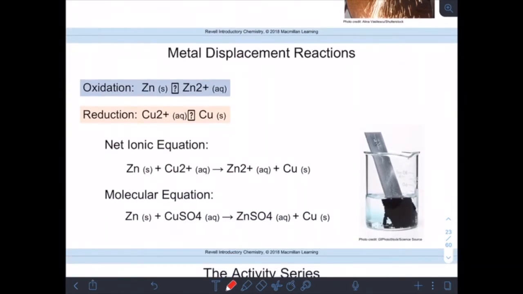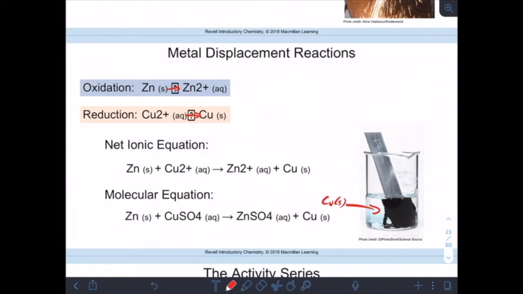Metal displacement reactions. So these are redox reactions. So these should be arrows. On one hand, we have an oxidation of zinc to zinc 2+, and on the other hand, we have a reduction of copper 2+ to copper solid. And that's actually what's happening in this image, is that this black stuff is the copper solid.